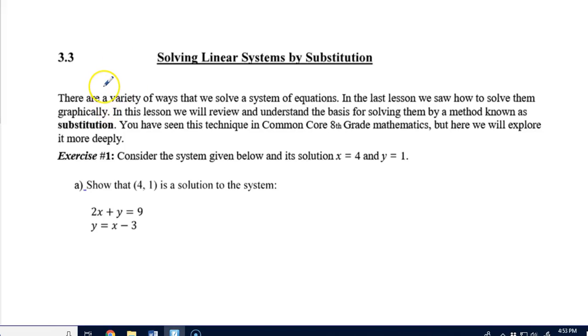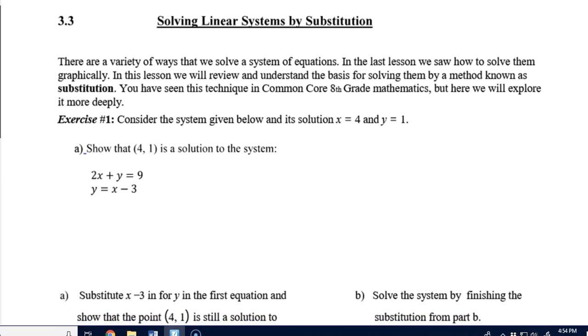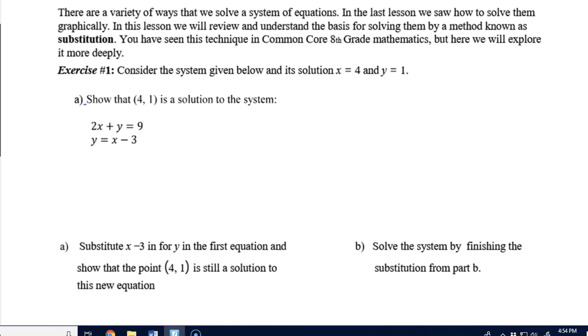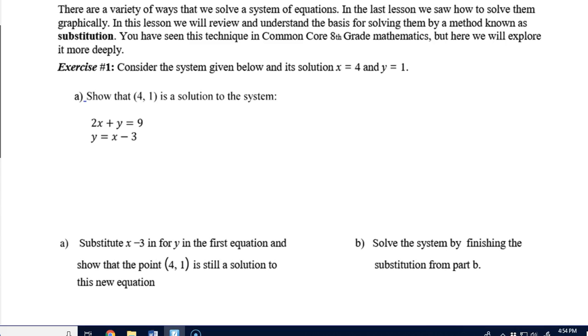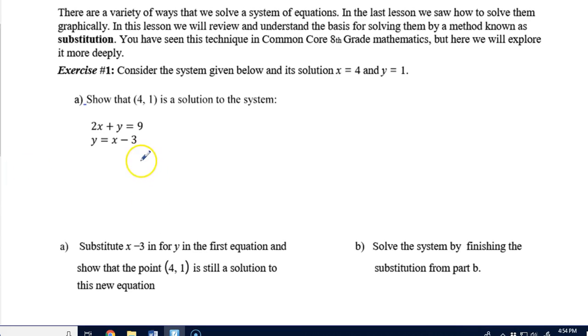In this recording, we're going to learn how to solve linear systems by a new technique called substitution. We've learned how to solve things graphically, but this will confirm our graphical solutions, and in some cases, if the answer is not an easy number to identify on a grid, it's going to be more accurate. So let's start out by checking. Let's start out by demonstrating that this solution, this point, checks in this system.